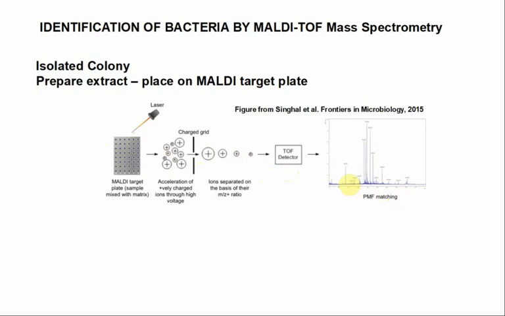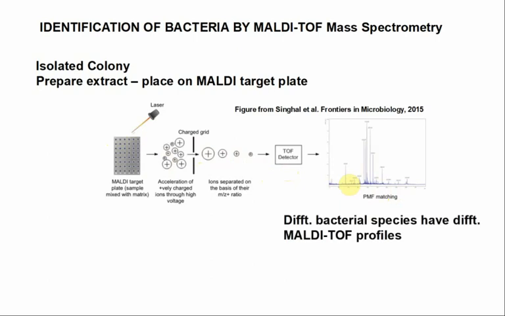How do you get from this to an identification? Well, the companies that make these machines have run hundreds of thousands of strains of bacteria through this machine. So basically, they have a big database of what the spectrum looks like for Escherichia coli, for Pseudomonas aeruginosa, for Salmonella. And so you match the spectrum you have for your sample to the spectrum in the database, and then you get the identification. Now, that's pretty complicated.